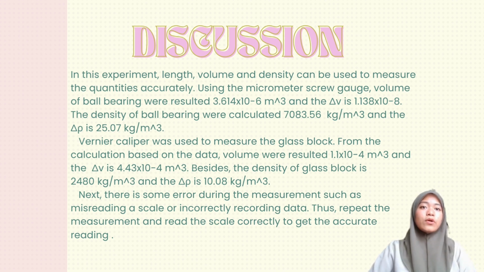From the calculation based on the data, the volume will result in 1.1 times 10 to the power of negative 4 m3, and the uncertainty of V is 4.4 times 10 to the power of negative 4 m3. Besides, the density of the glass block is 2480 kg per m3, and the uncertainty of rho is 10.08 kg per m3. Next, there are some errors during the measurement, such as misreading a scale or incorrectly recording data. Thus, repeat the measurement and read the scale correctly to get an accurate reading.